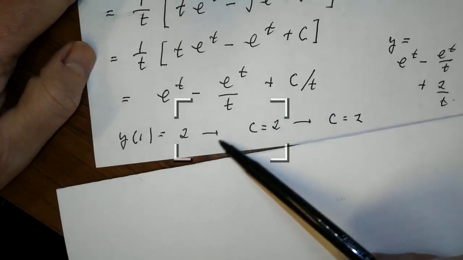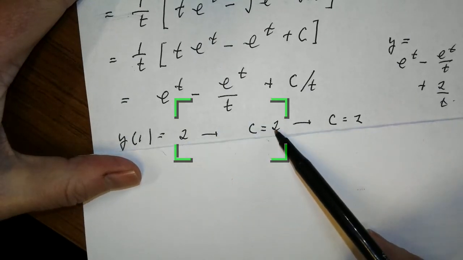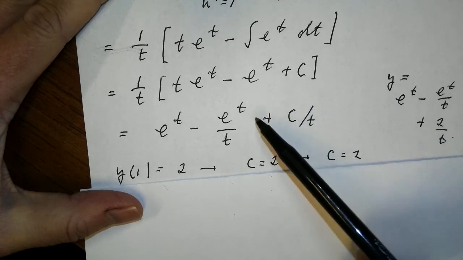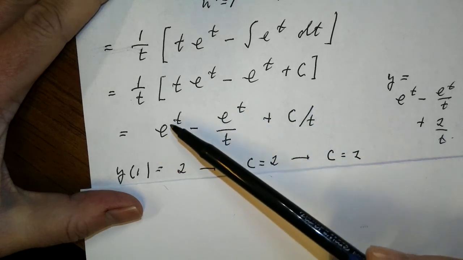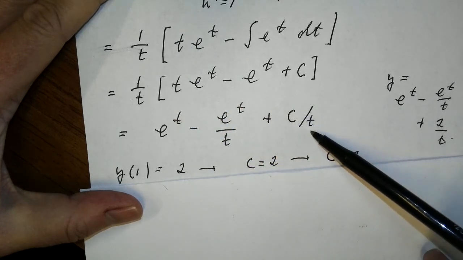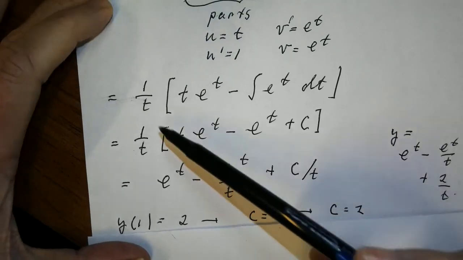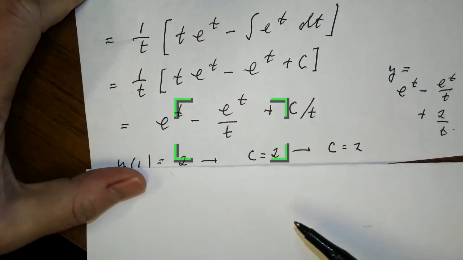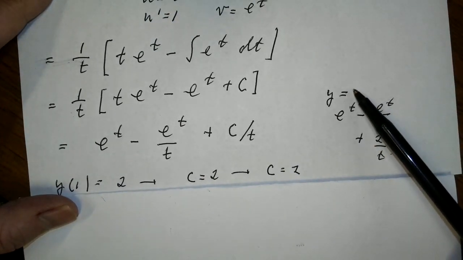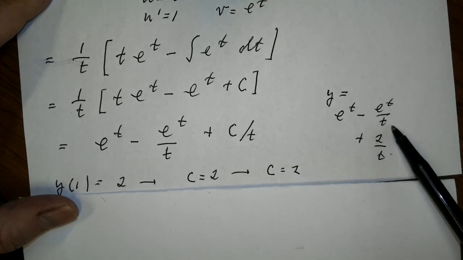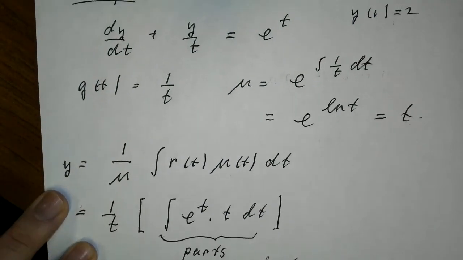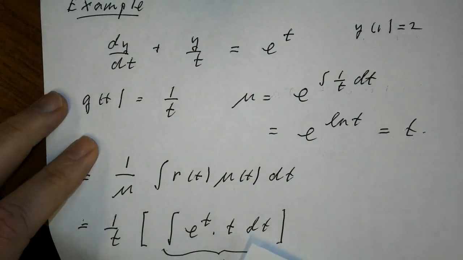Let's substitute our initial value in. We know that y(1) is 2. If we substitute 1 in for t, this becomes just c. This would be e^1 over 1. This would be the same thing, so these would cancel. So when t is 1, we'd have a c on the right side, and we know that we want that to equal 2. So c would have to be 2. So that says our solution would be e^t minus e^t over t plus 2 over t. And again, we can actually check that solution by substituting it into the differential equation.